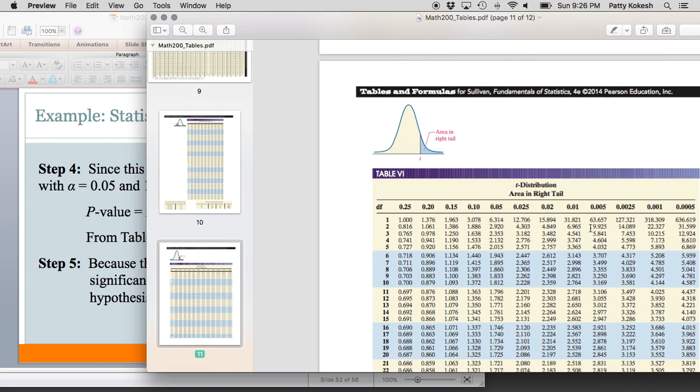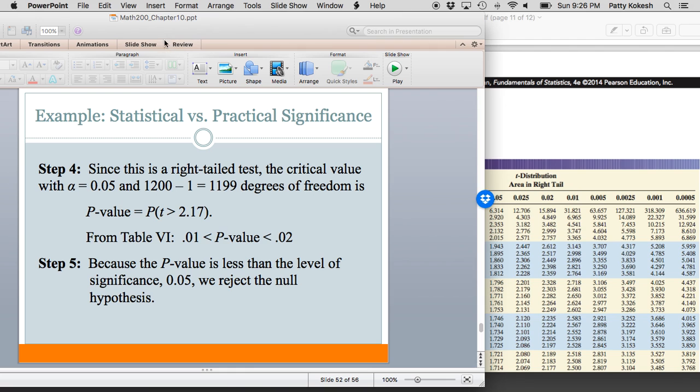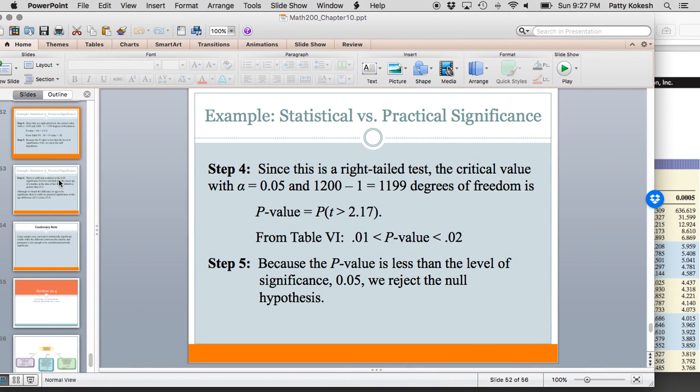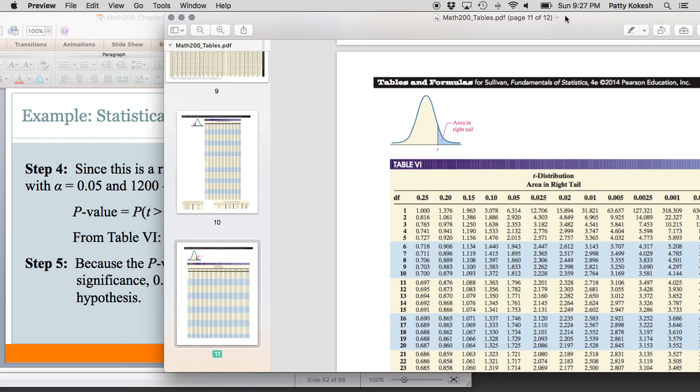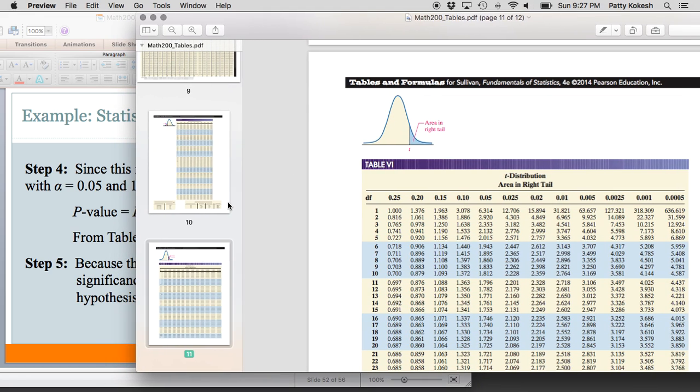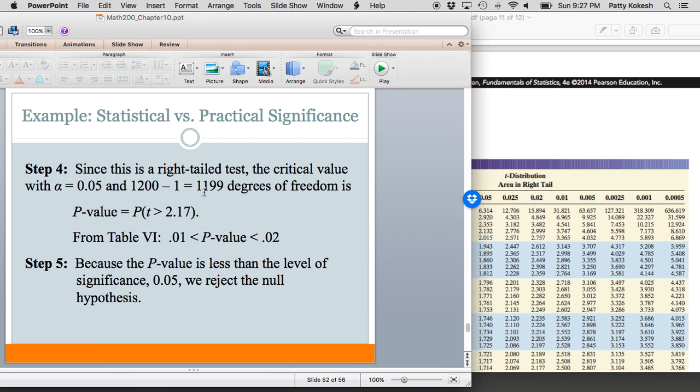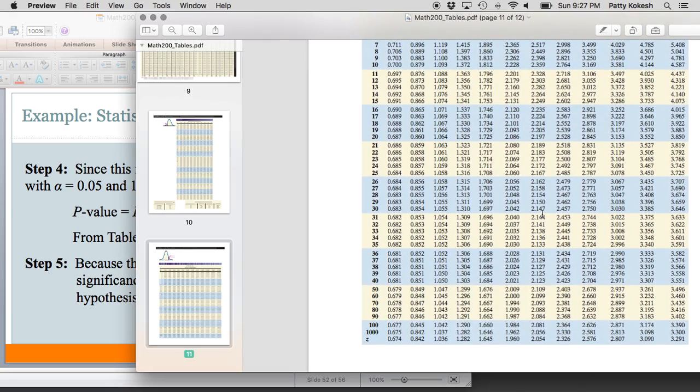So, wait, hold on, what are we doing here? Oh, we're talking about the mean. So we have 2.17, this is a t-value, sorry. So I'm on my t-distribution table. This one, let's see, I have 1,199 degrees of freedom. All right, the closest value is going to be 1,000, so I'm just going to use that.